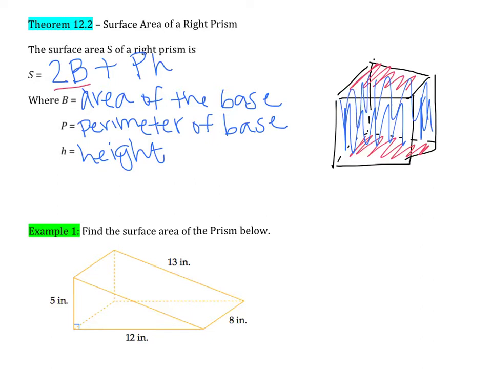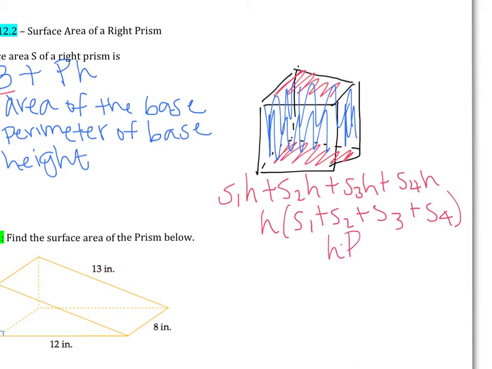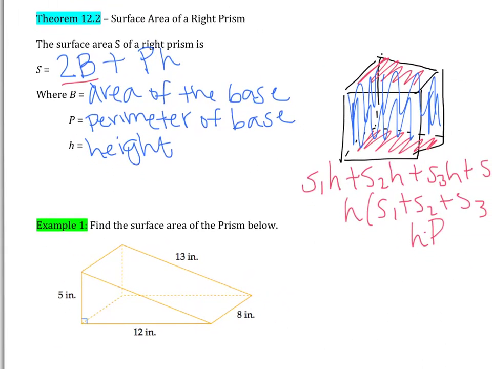sides. So that's going to be like side 1 times the height, plus side 2 times the height, plus side 3 times the height, plus side 4 times the height. But I can pull that height out, and I can add all, so it would be height times S1 plus S2 plus S3 plus S4, but I know that that's really just the perimeter of that square base at the bottom, so that's going to be height times perimeter, or perimeter times height. So that is the formula for the surface area of a right prism.